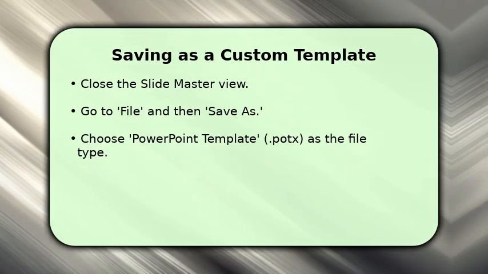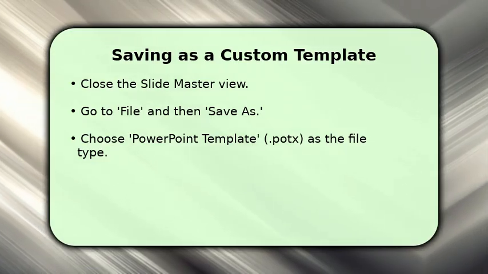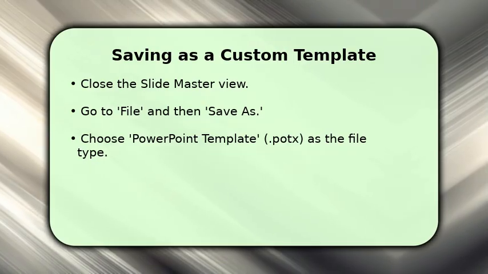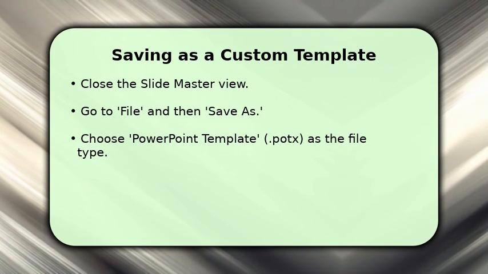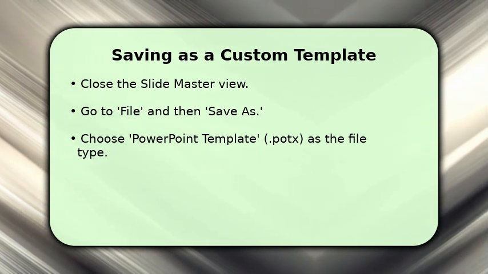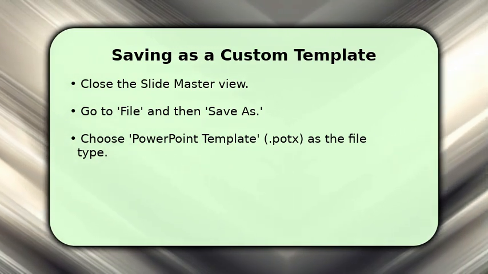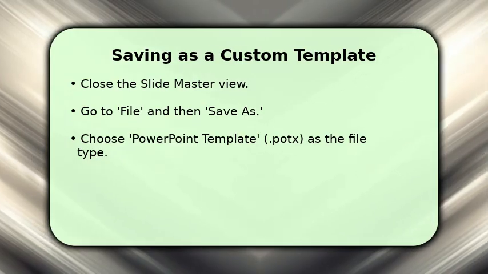Next, go to the File tab and select Save As. It is crucial to save your presentation as a PowerPoint template, which has a .potx extension. Store this template in your Custom Office Templates folder to ensure it is easily accessible for future use.